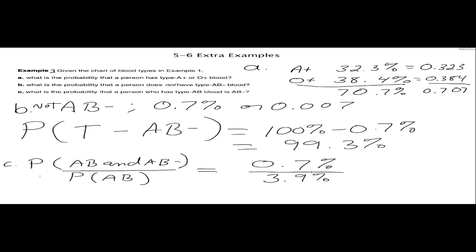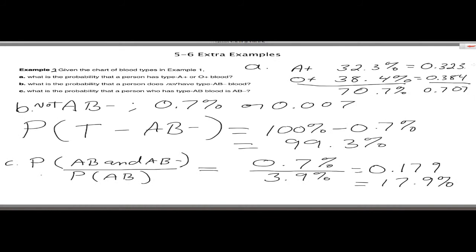And what we get from this is 0.179. I left off the 487. We're going to just round down. And so that would be 17.9% is the probability that you're AB negative if you are indeed AB. All right, we'll get to the next example here.